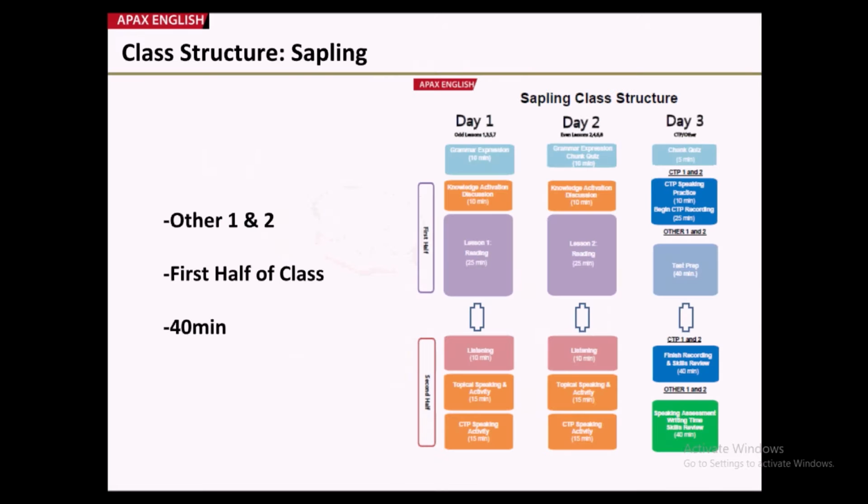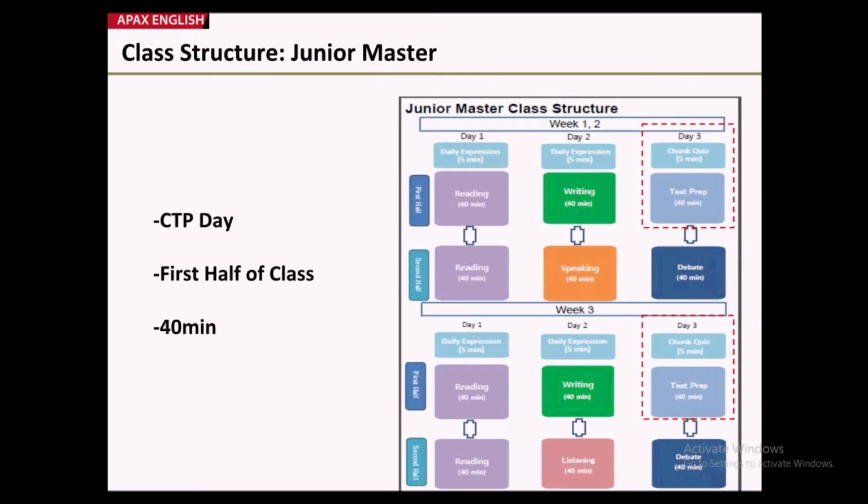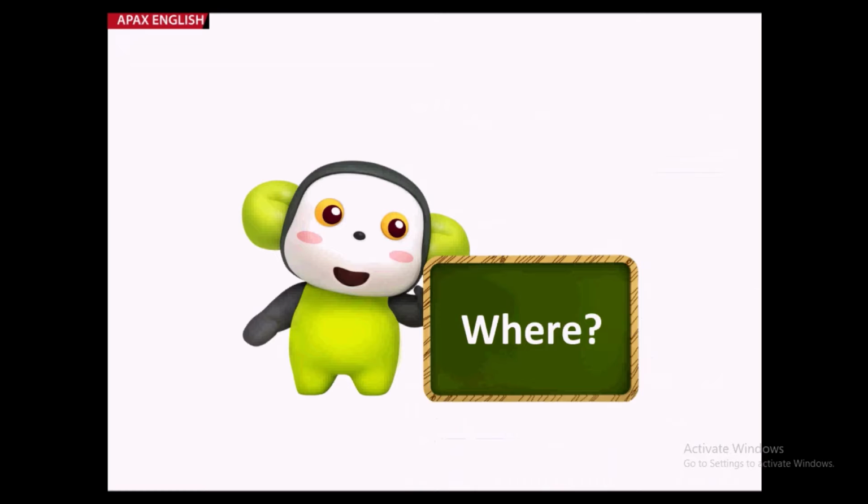So if we start off with when, here is the Sapling class structure, and we can see on the right-hand side that the test prep takes place on Other 1 and 2, in the first half of class, and that is a 40-minute lesson. Moving on to Junior Master, again that will take place on day 3. This time it will be CTP day, in the first half of class, and it will also be a 40-minute class.